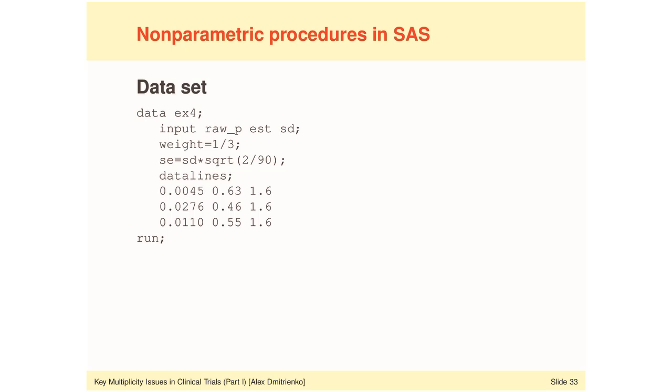I will first present the computation of one-sided simultaneous confidence intervals based on non-parametric procedures in SAS. The pval CI macro requires the following dataset. This dataset includes multiple variables, and the following variables are required. First of all, raw p is the set of raw or unadjusted p-values. EST is the set of estimated parameters of interest, for example, the mean treatment differences. SD is not actually a required parameter. It was included here mostly for the sake of convenience. The weight parameter is important. The hypotheses here are assumed to be equally weighted, and therefore the common weight is set to 1/3. The last required parameter is SE. That's the pooled standard error, which can be easily derived, as you see on the slide, from the pooled standard deviation and the common sample size of 90 patients per arm.